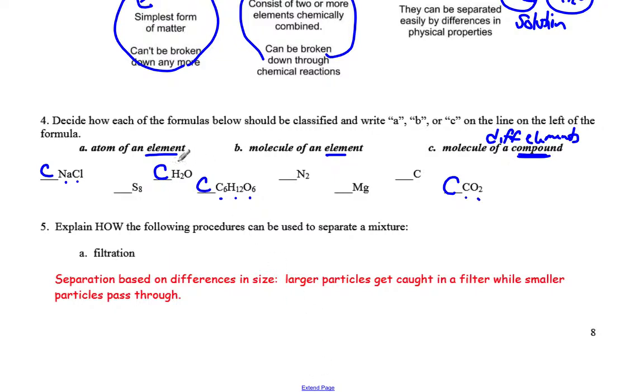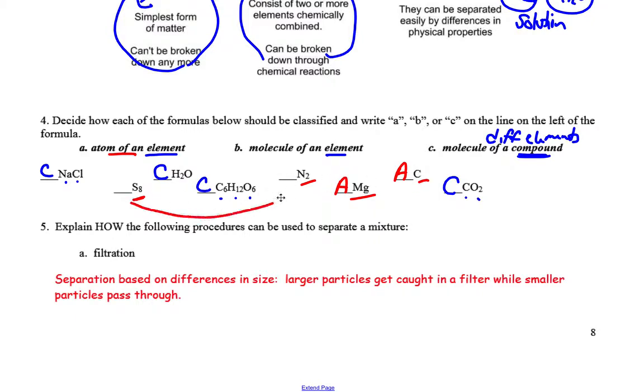Now, I have atoms of elements. This structure is not an atom. It's 8 atoms bonded together to make a molecule. So that's not just an atom. This is 2 atoms bonded together. That's not an atom. This, since there's just one, that's an atom of the element magnesium. This is an atom of the element carbon.